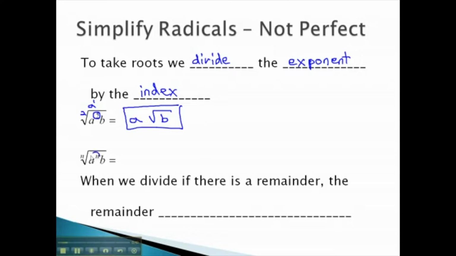This same idea works for higher roots. As we divide n by n, we get 1, or a to the first, coming out of the radical. But the b is left inside the radical with the index.